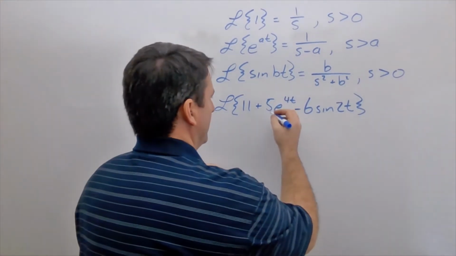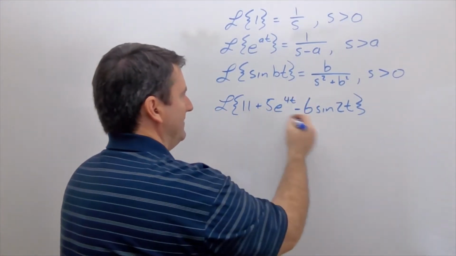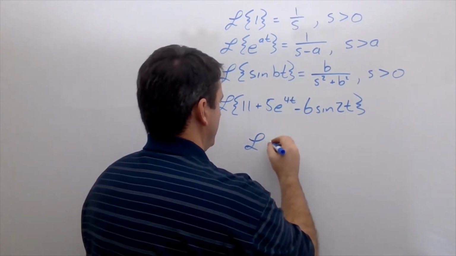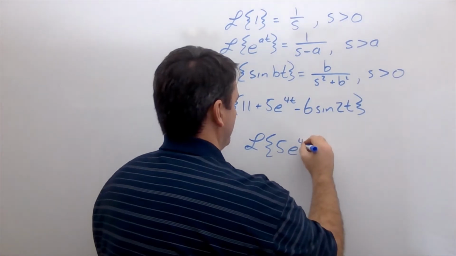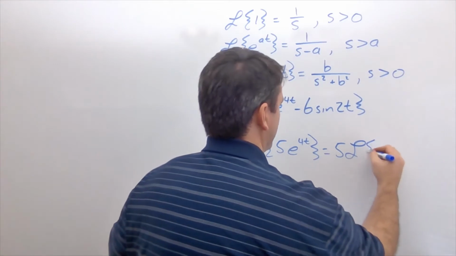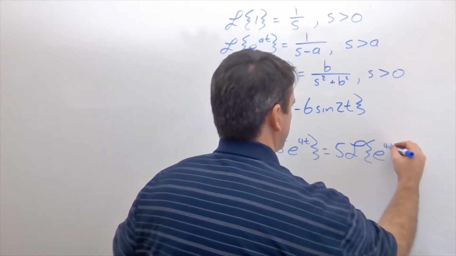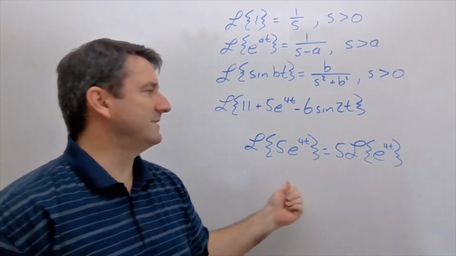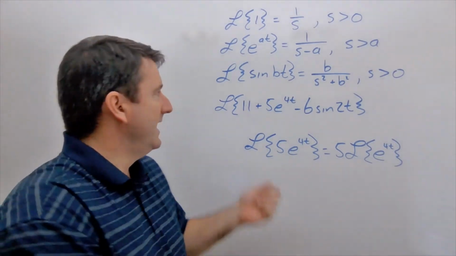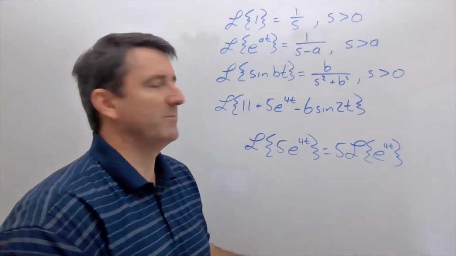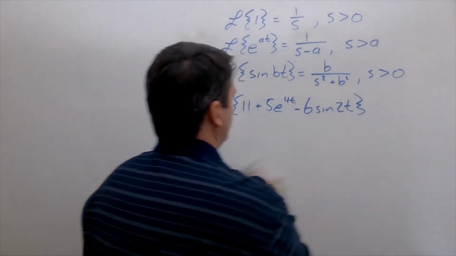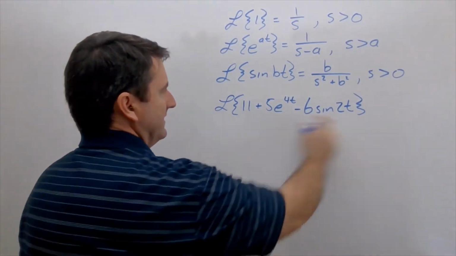In other words, the Laplace transform of 5e to the 4t is going to be equal to 5 times the Laplace transform of e to the 4t. And that's the same type of thing that we're used to being able to do in an integral. We can take a constant out front, and we can take the integral of each term separately. All right, so let's do that to find the Laplace transform of this whole thing.